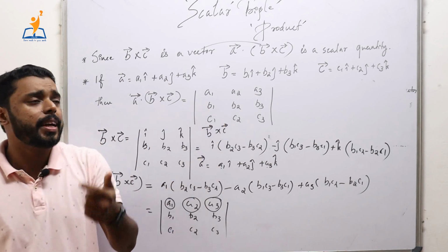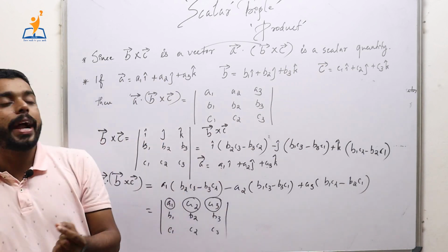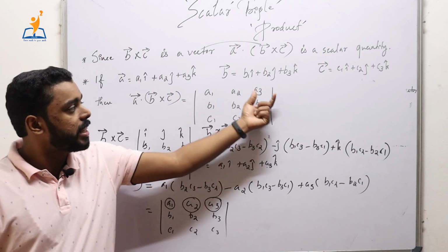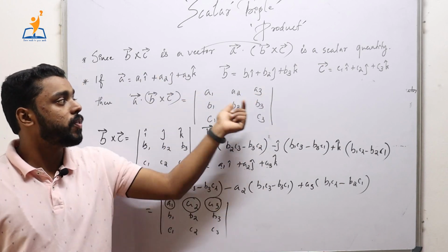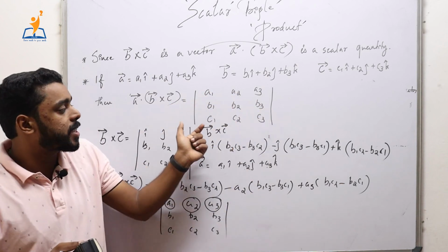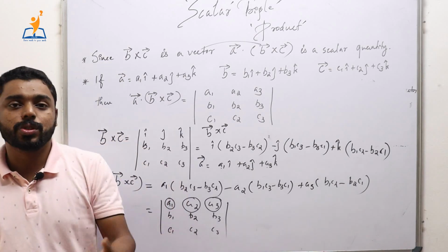So always remember that whenever we are given three vectors in the component form and we are asked to identify the scalar triple product, just find the determinant with the components of the first vector in the first row, components of the second vector in the second row, and components of the third vector in the third row. That is as simple as that. Now we shall move to the next property.